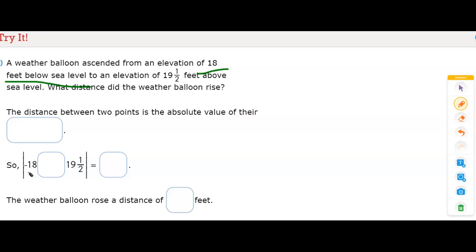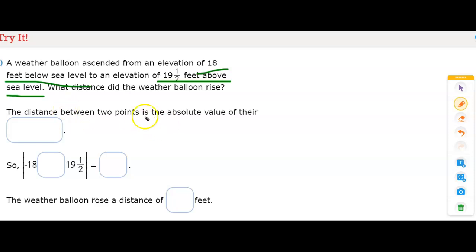And then it says it ascended from that -18 elevation to an elevation of 19½ feet above sea level. So above sea level is above water, right? So that's going to be a positive number. So you do have here positive 19½, which is here. So it says, what distance, is the question we're answering, what distance did the weather balloon rise?